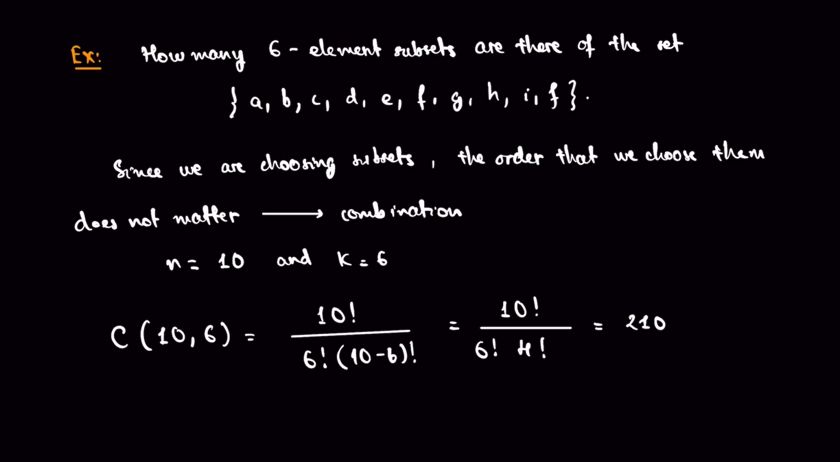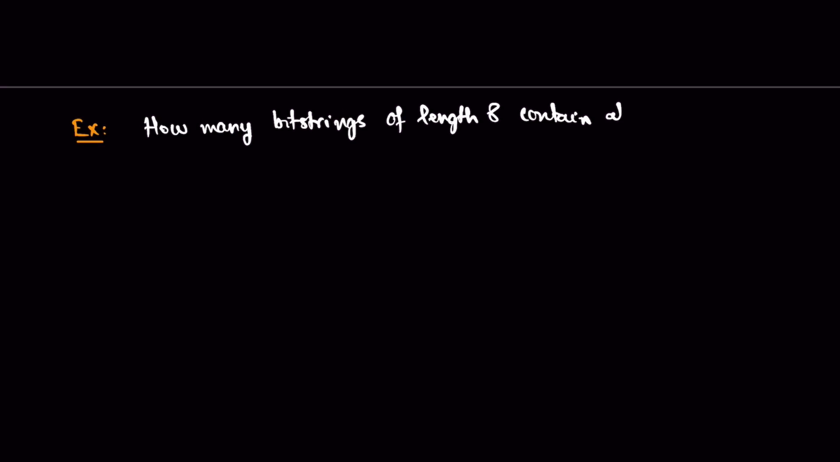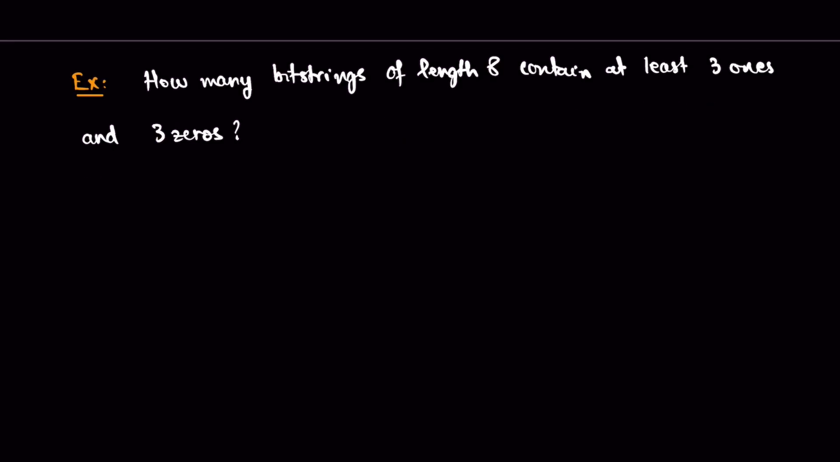Now I'm going to move on to the last example for combinations. In this example, I want to identify how many bit strings of length 8 contain at least 3 ones and 3 zeros. So you have bit strings of length 8, and the bit string contains only zeros and ones, and the number of ones plus the number of zeros is going to give you the length 8. And the requirement, again, is that there are at least 3 ones and 3 zeros.